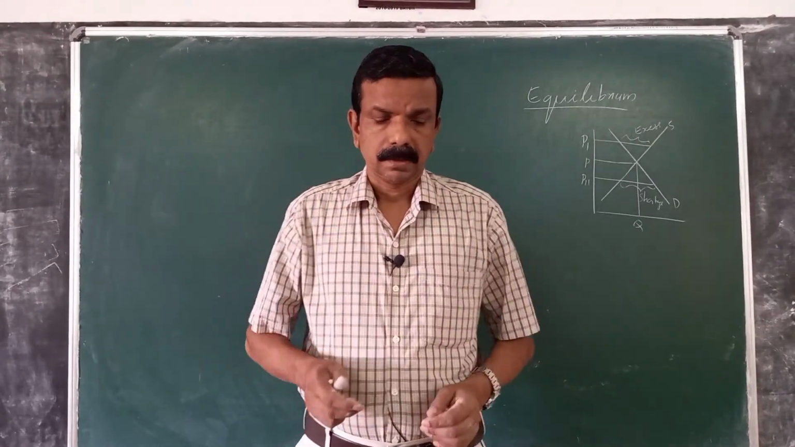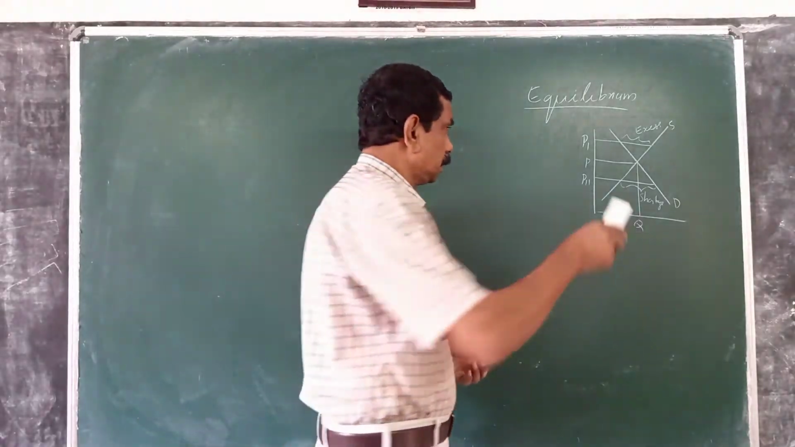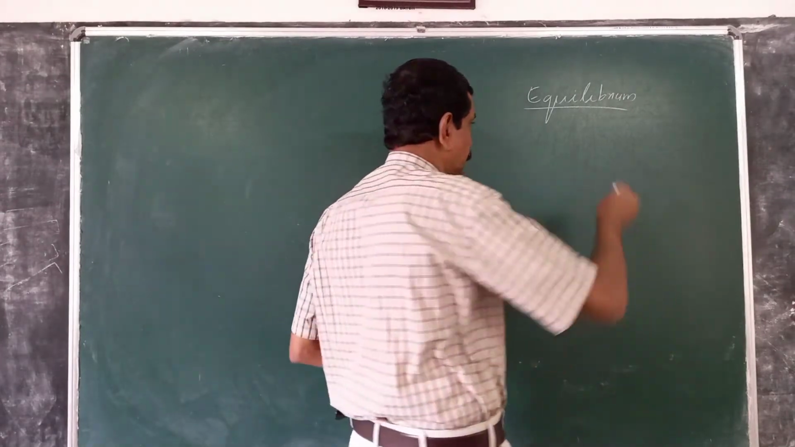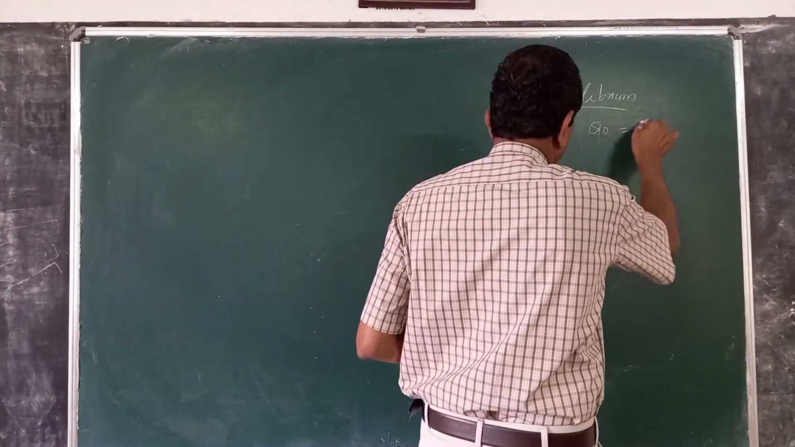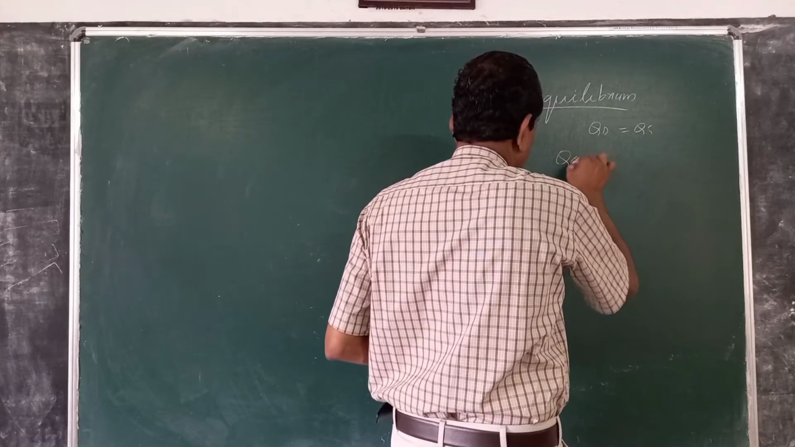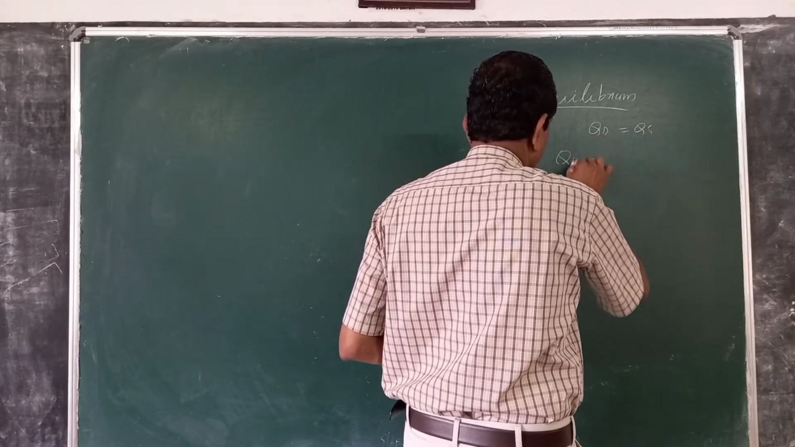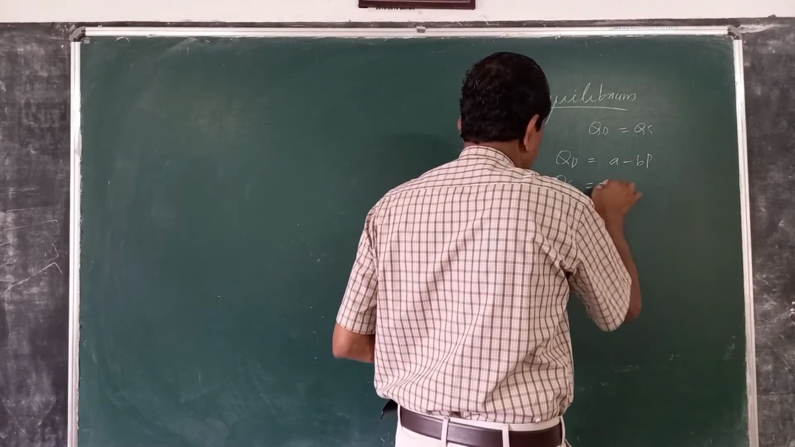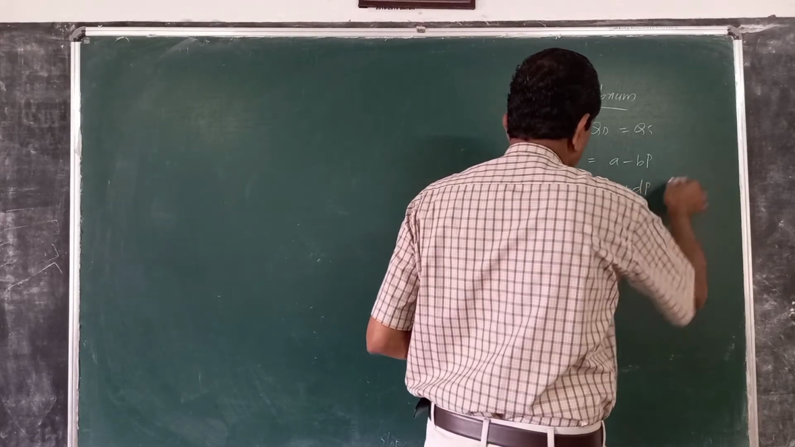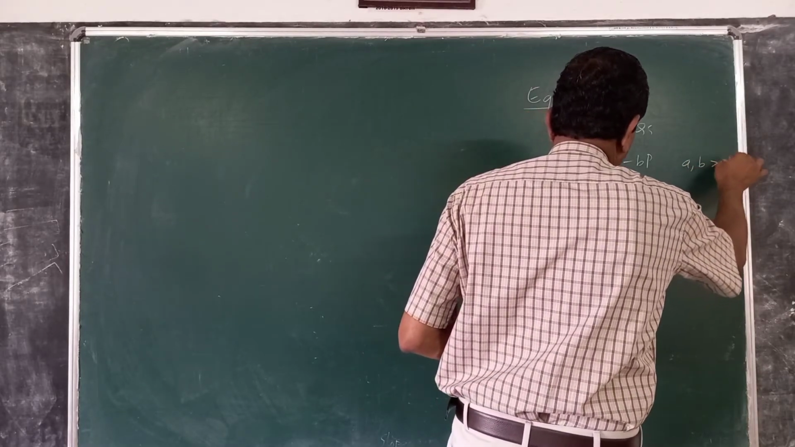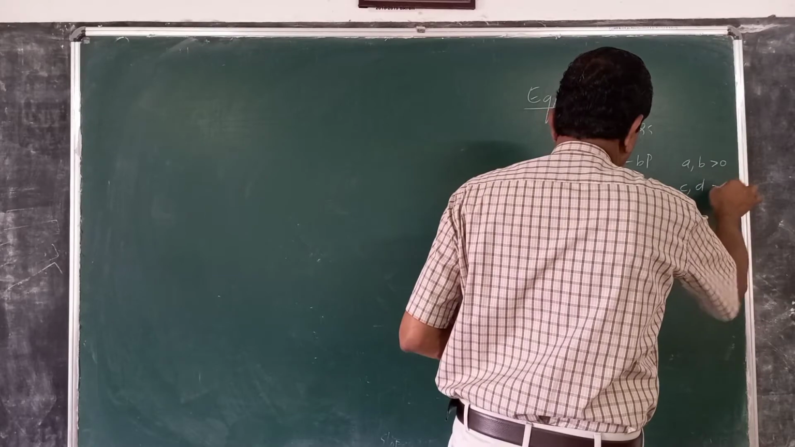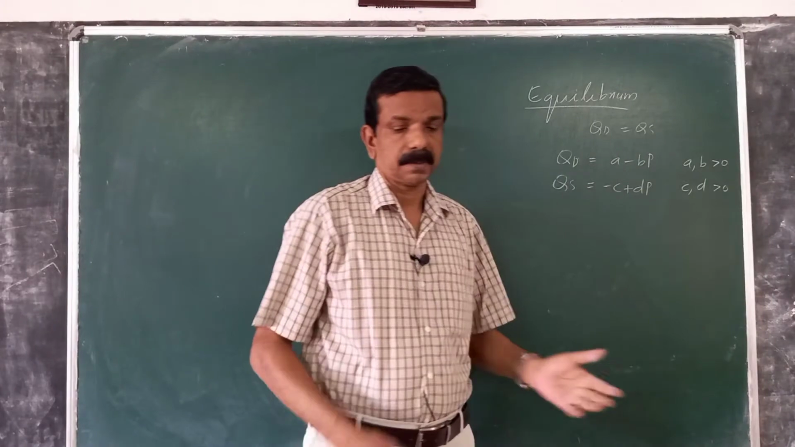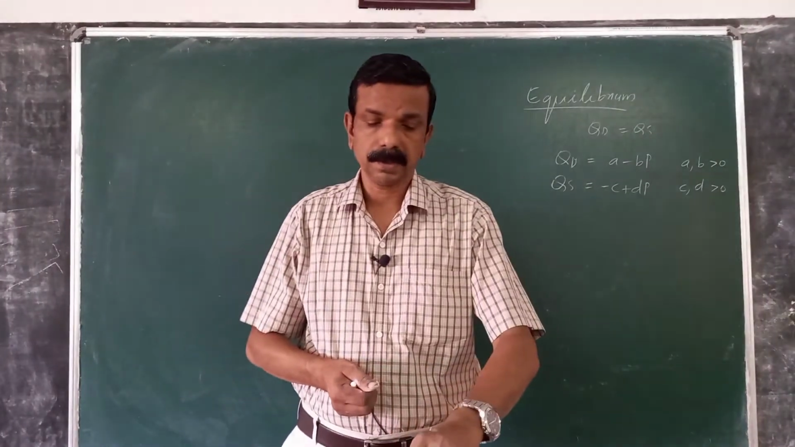Now, let us give a mathematical proof of equilibrium. Equilibrium occurs when QD is equal to QS. QD is equal to A minus BP. QS is equal to minus C plus DP. A and B are greater than 0. C and D are also greater than 0. A, B, C and D are coefficients, parameters assumed to be positive.